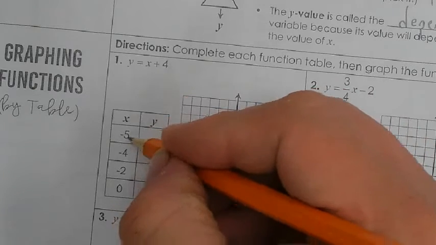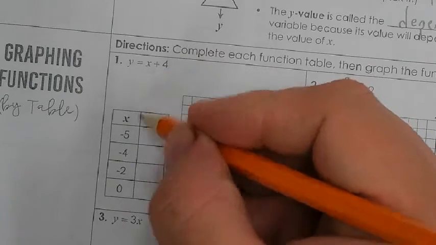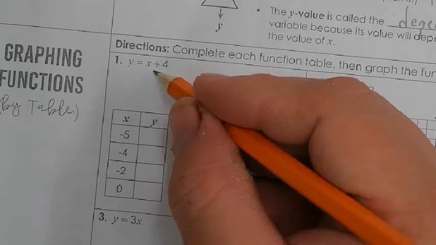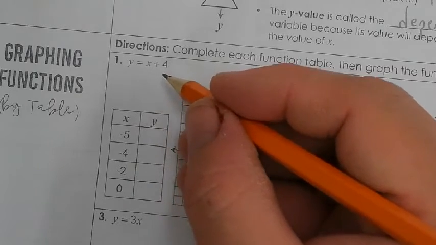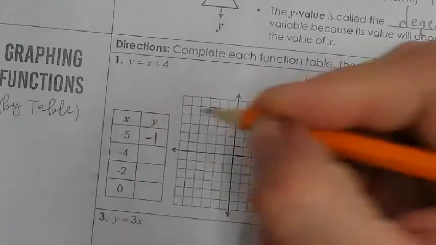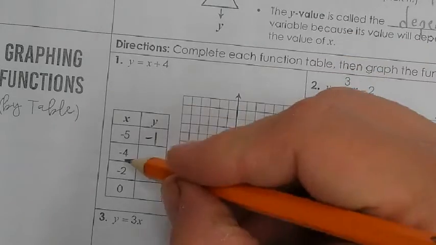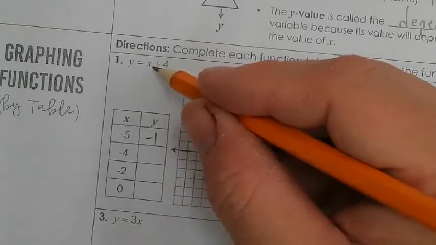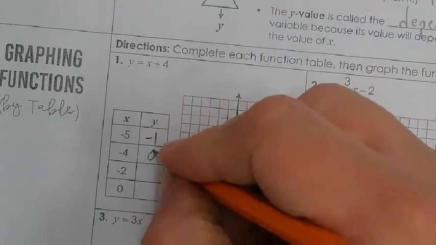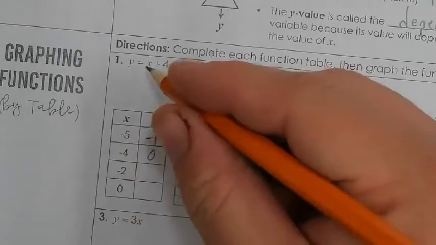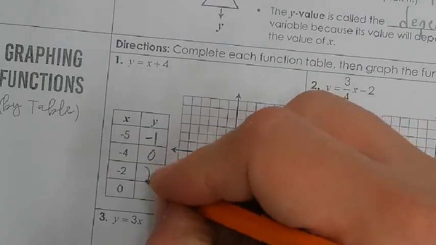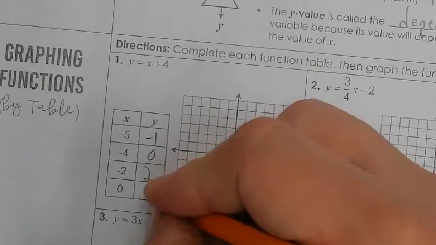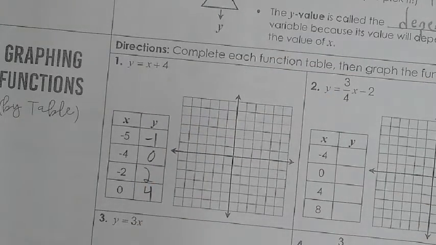So like put -5 in for x. If we put -5 in for x, what would -5 plus 4 be? -1. If you put -4 in for x, what would -4 plus 4 be? 0. -2 in for x? 2. And 0 in for x. 4. Anybody have questions on how we got that? Nope. Okay, you are going to plot your points and then draw a line to connect them.